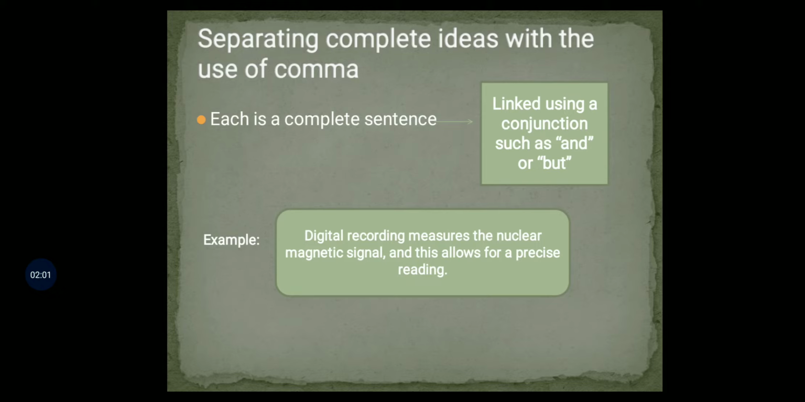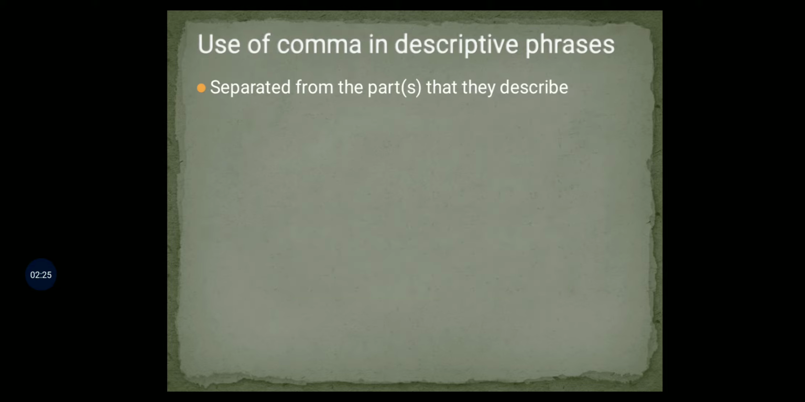If you look at the sentence here, we use a comma before and, and the two parts of the sentence are independent in their own way. The part before the comma is a complete sentence, and the part that follows the conjunction and has a subject and verb and is also complete in its own way. But just because they're associated or linked with each other, we make use of a comma to show the relevance of the sentence. Moving to the next rule, that is use of commas in descriptive phrases.